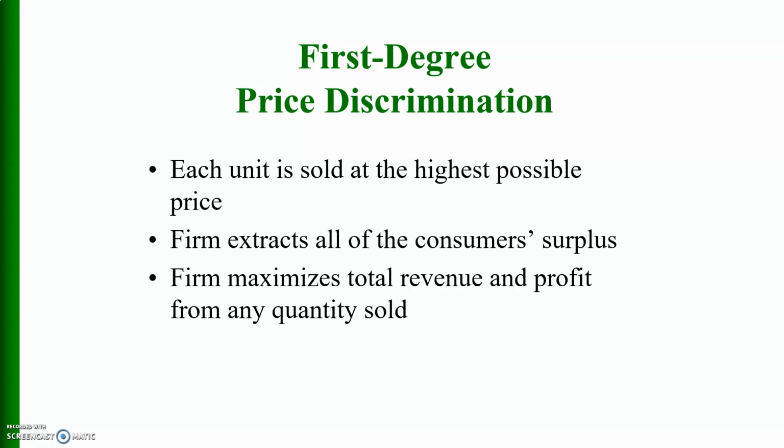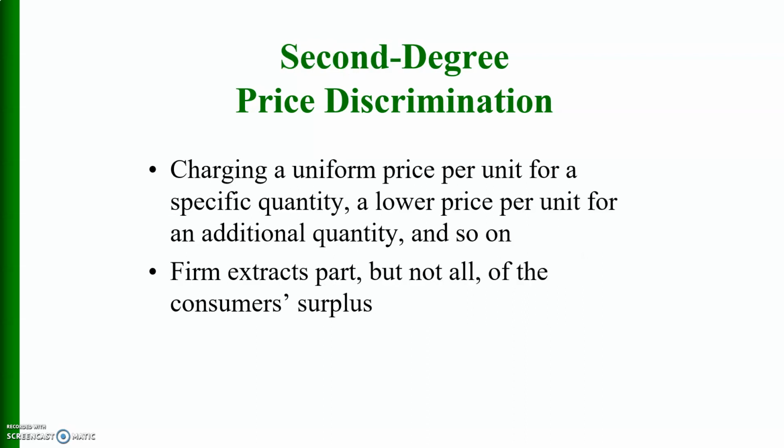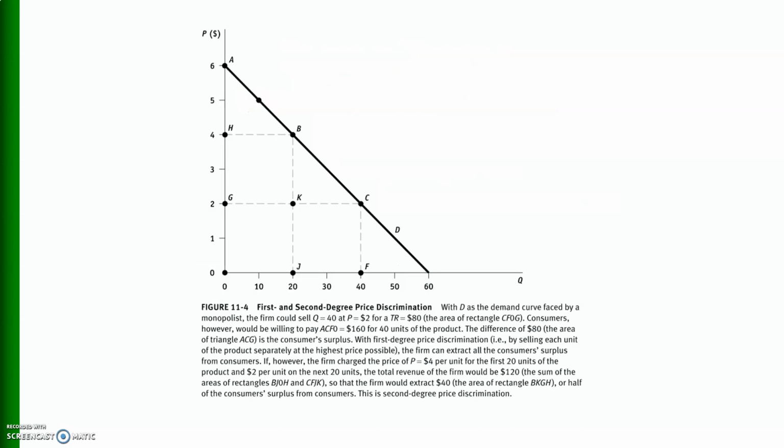First degree price discrimination means each unit is sold at the highest possible price. The firm extracts all of the consumer surplus and the firm maximizes total revenue and profit from any quantity sold. And the second degree price discrimination means charging a uniform price per unit for a specific quantity, a lower price per unit for an additional quantity, and so on. And the firm extracts part but not all of the consumer surplus.